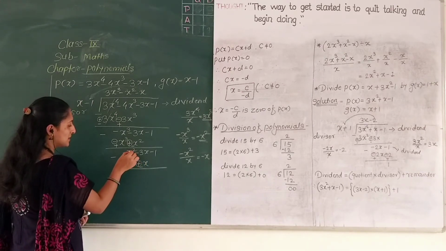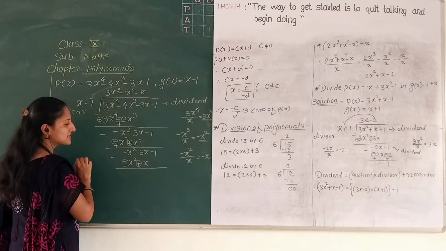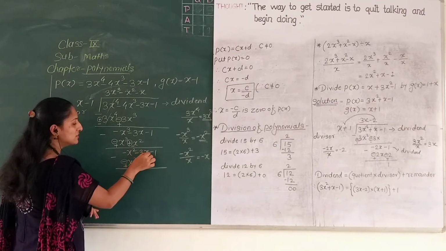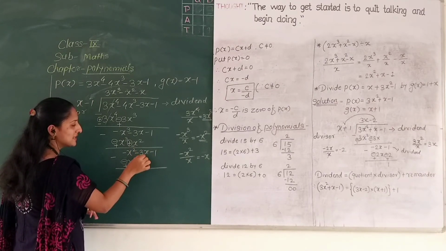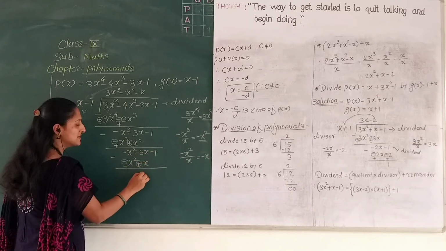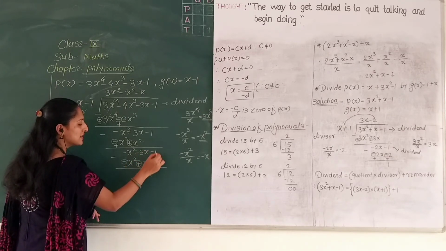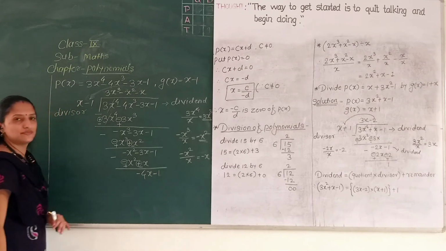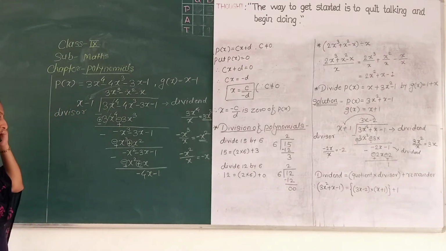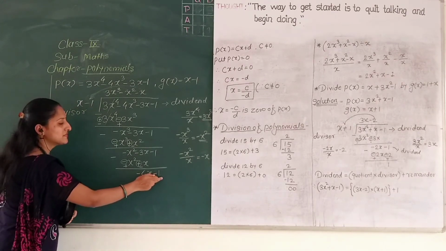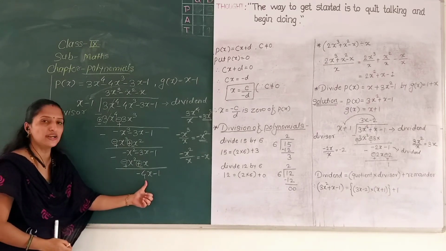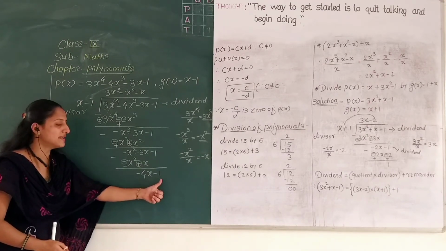That means here negative x square and positive x square will cancel. Negative 3x minus x, that means negative 4x minus 1. So here our new dividend is negative 4x minus 1.